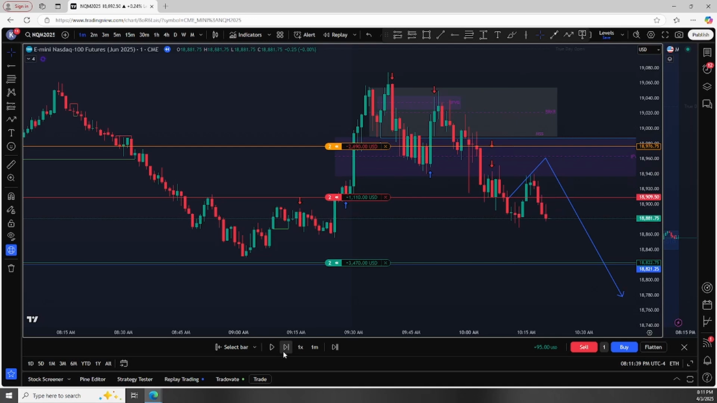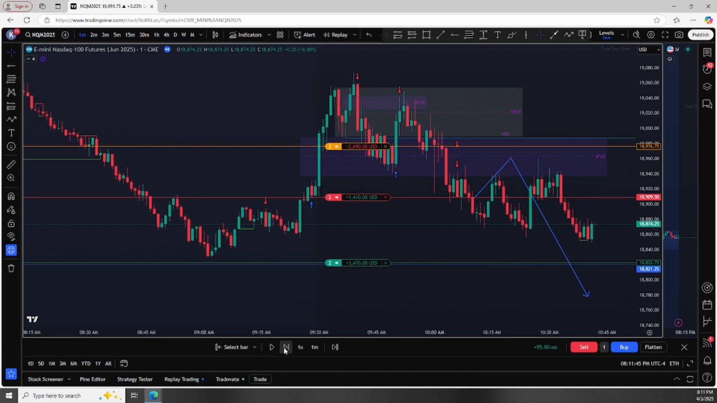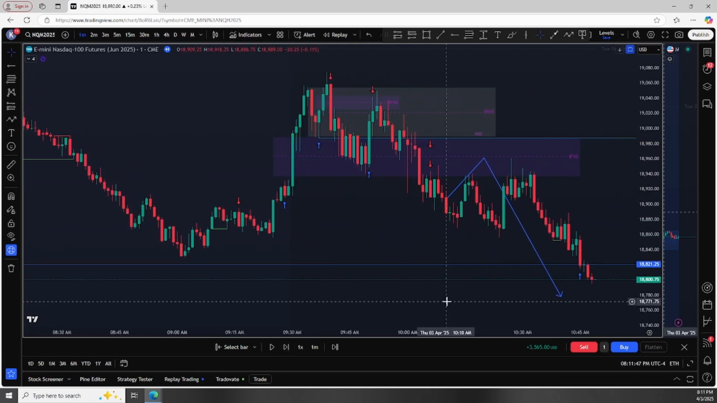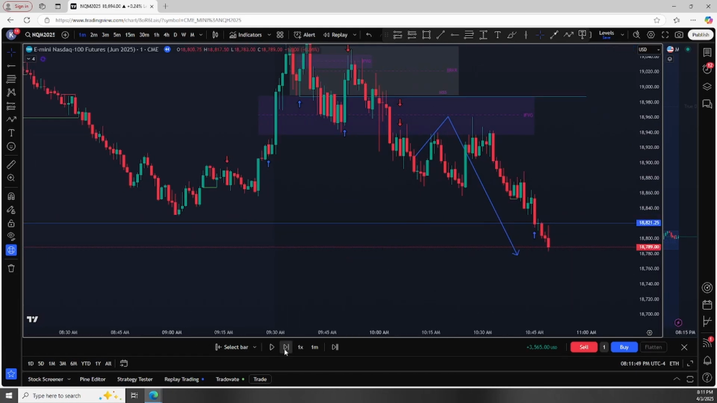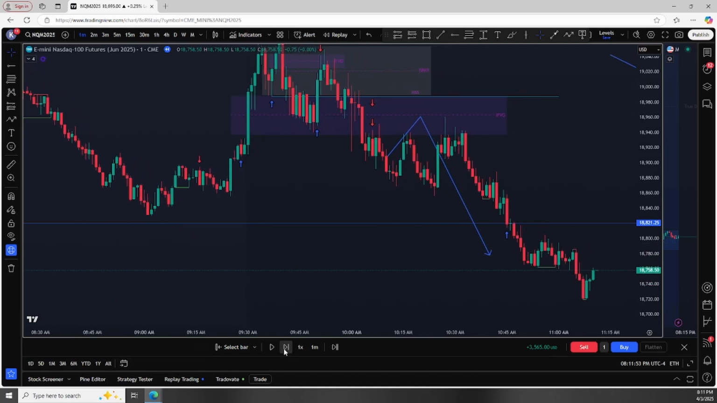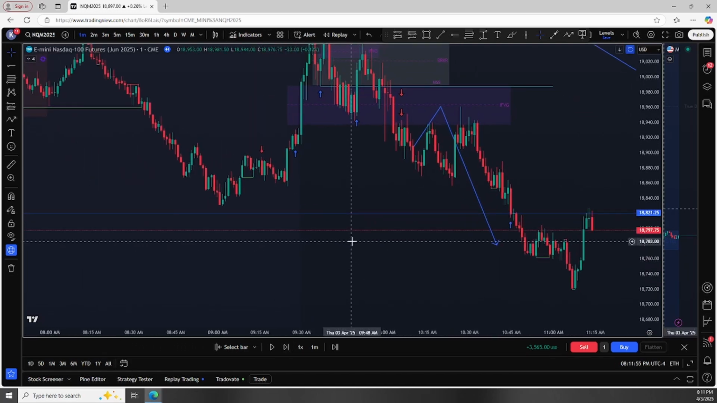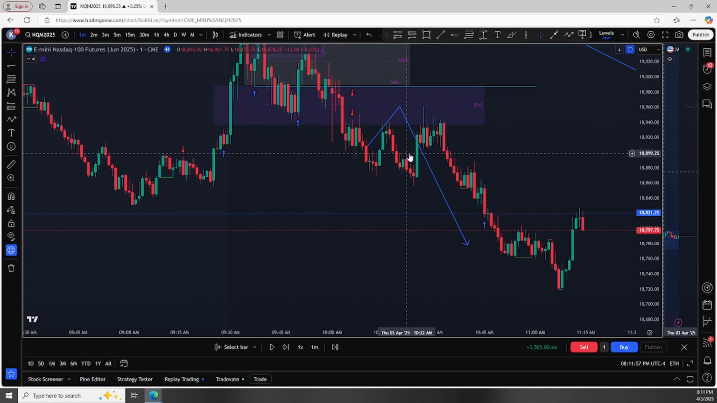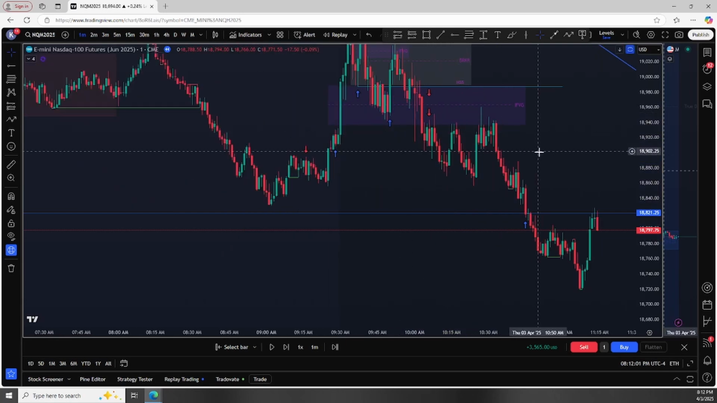Comes up, respects the gap again. Comes up, taps it again, no problem, whatever. And bam, takes us out, right? And look, this continues to drop. Okay, so now at this point, let's re-examine it.